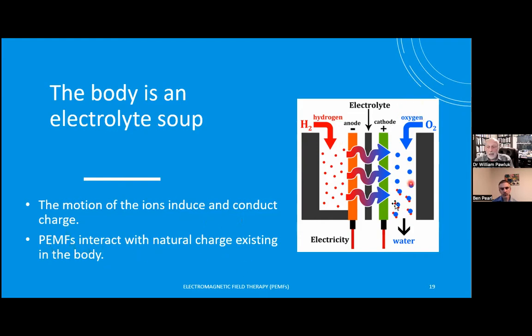So the body basically is a battery, in a sense. It's generating charge all the time. And that battery has to be regenerated, just like any battery does. You have to recharge it.